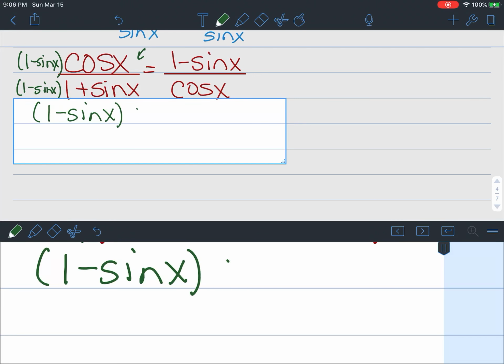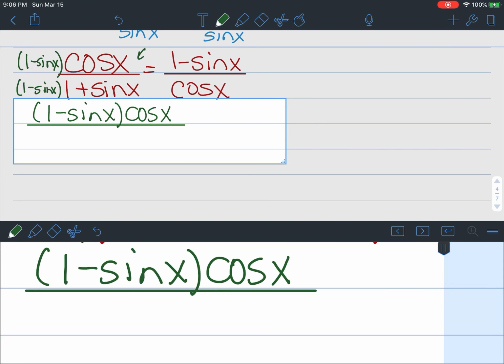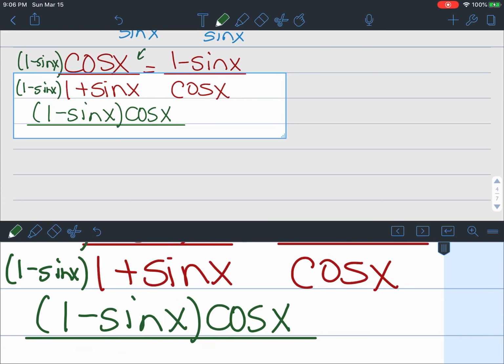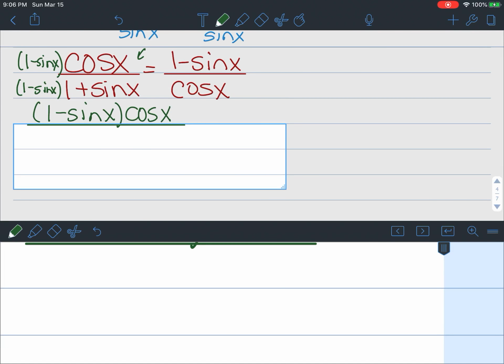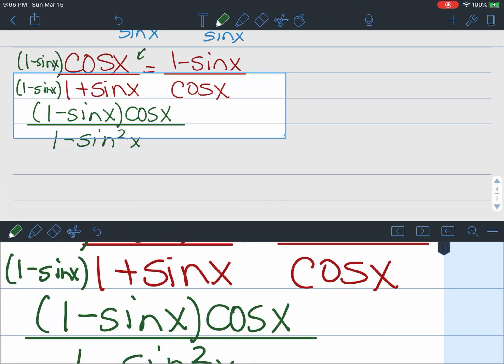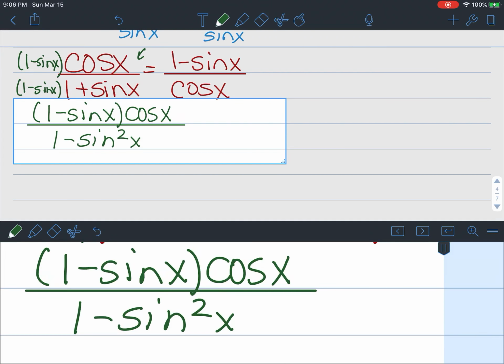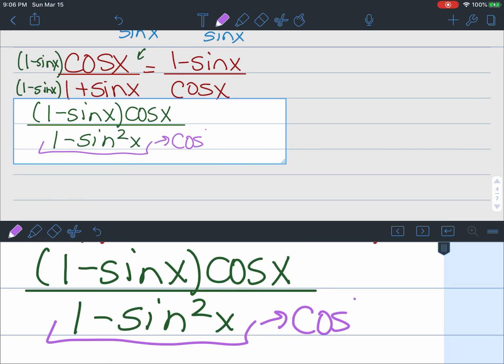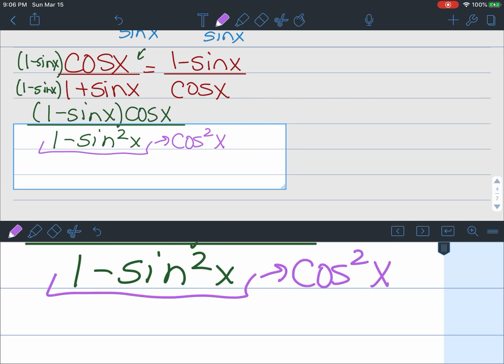I'm going to leave the top kind of as it is. And the bottom, remember I'm multiplying conjugates, so the middle terms are always going to cancel. So I'm going to wind up with 1 minus sine squared x. And I mean, FOIL it out if that makes you happy, but the middle terms will cancel. And just like what happened in the last problem, 1 minus sine squared x equals cosine squared x.